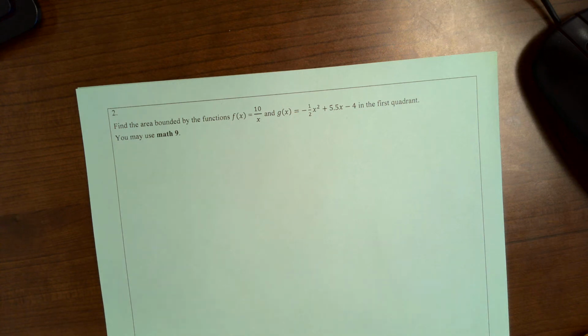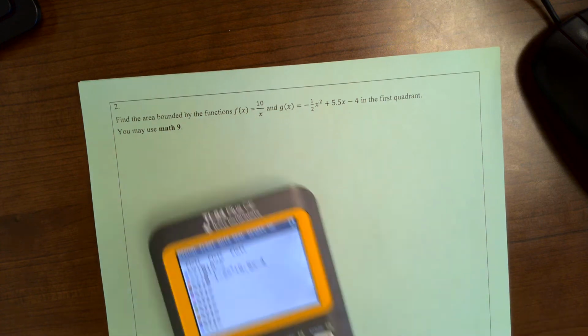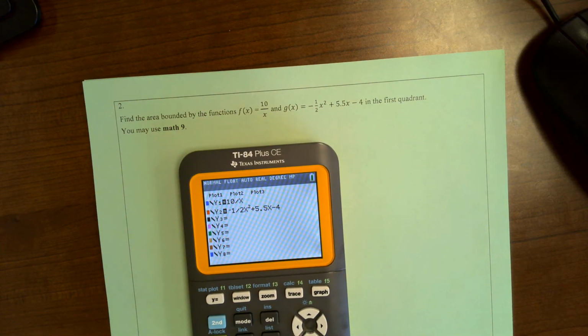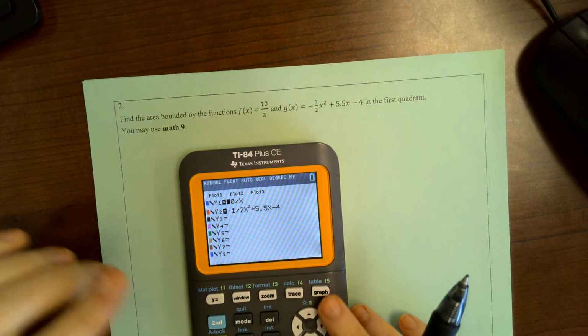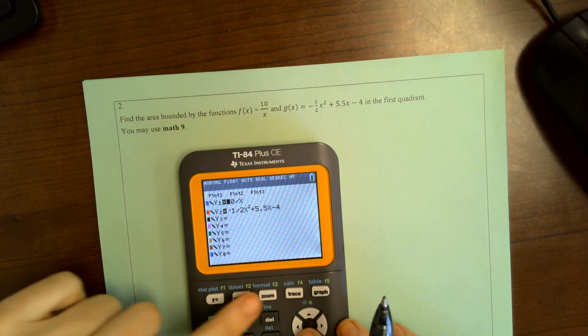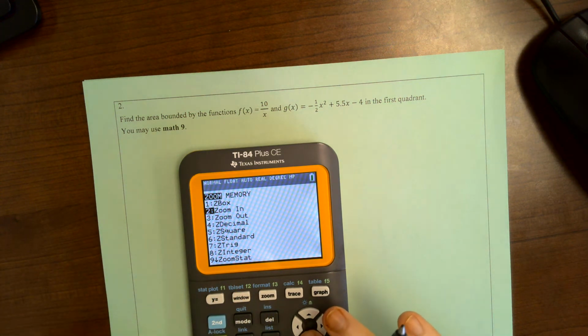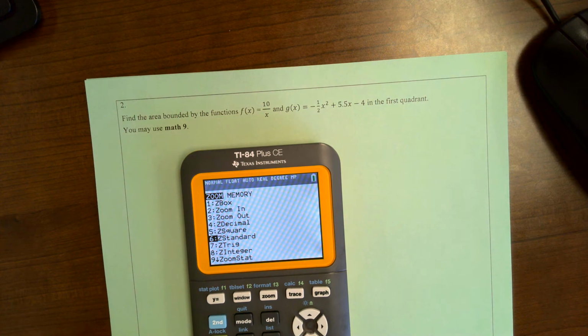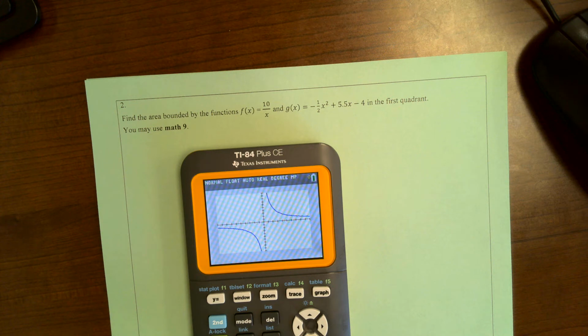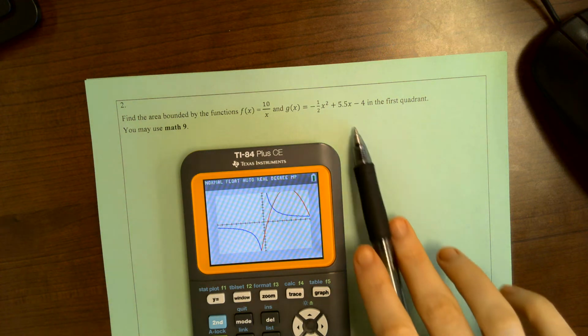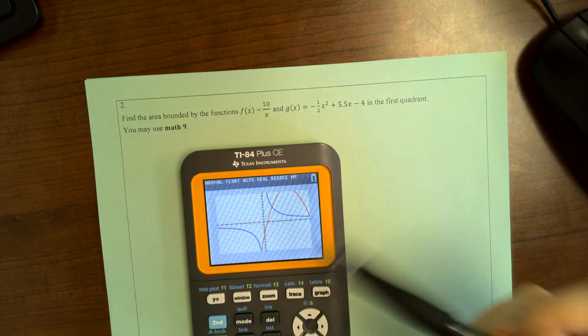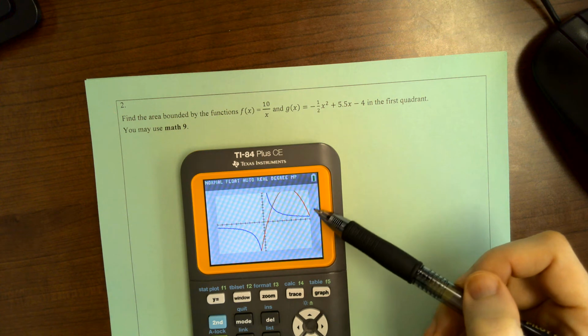Okay, so what you do is you graph them in y equals. To save us time, let me just show you that. I already did. And then I would graph it in a standard window to start. So I went zoom and then down to 6 for zoom standard, just to get a handle on it. All right, so that's the 10 over x. That's the parabola.